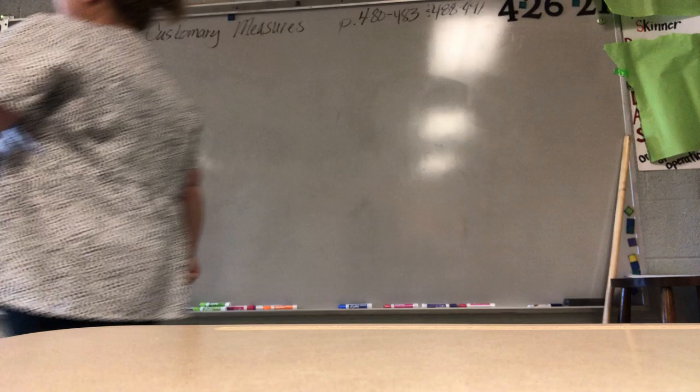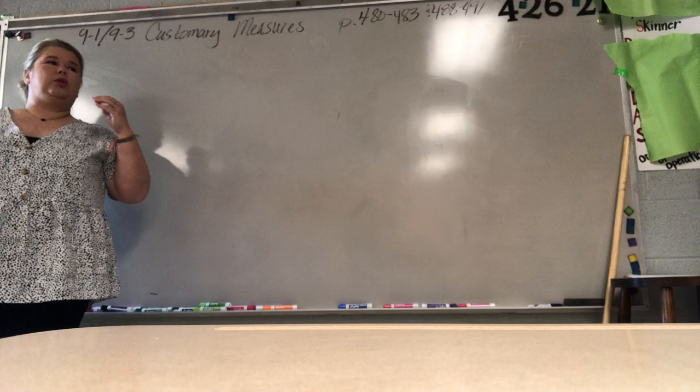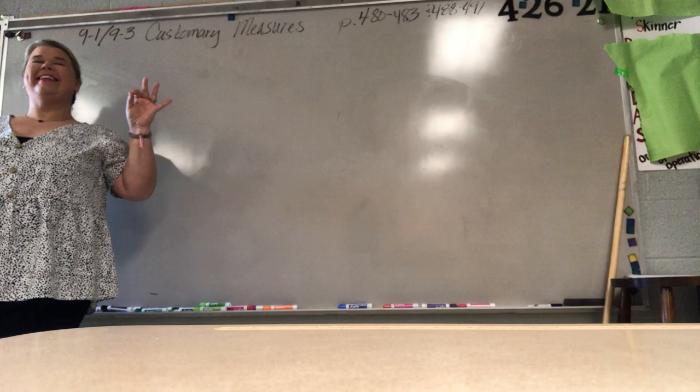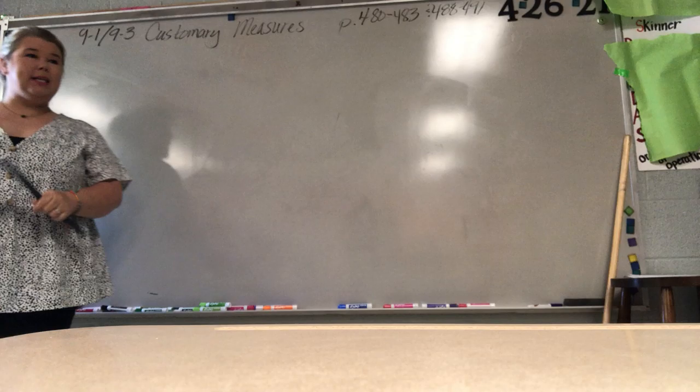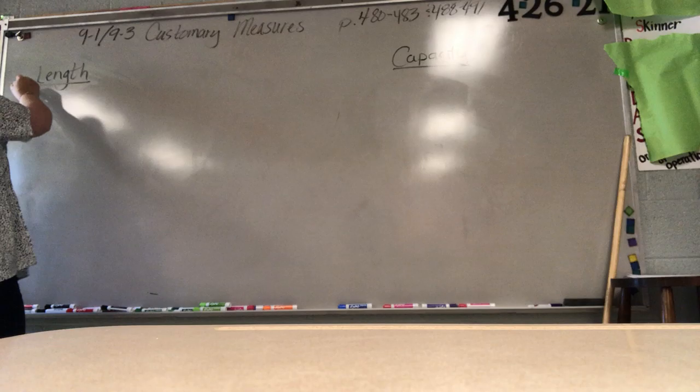All right. So, we are going to do customary measurements today. Now, I want to know, there are three different things that we measure. Can anybody tell me what those three things are? Jackson? We measure volume, which would be capacity. Length. And width. And height, wouldn't it? No. Not height? Yeah, height, not width.